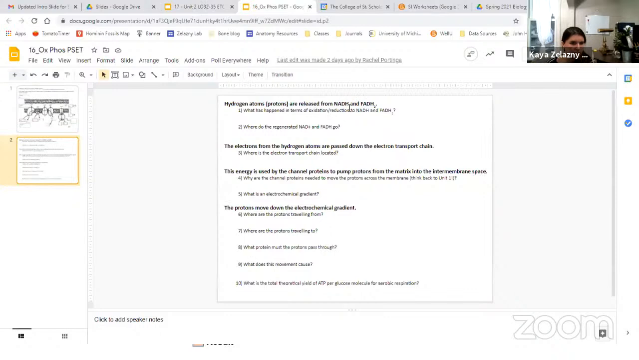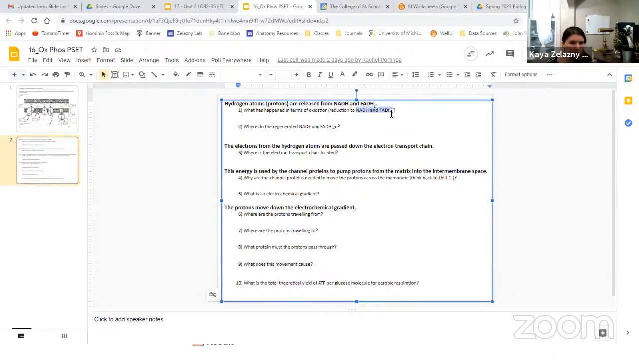So you're going to tell me, were these molecules oxidized or reduced as we're producing that NAD+ and the FAD again at the end? We want to think about where they're going, physically, where did we need NAD+? So we can think about what we might be doing with that NAD+ that we're regenerating. And then we're going to flip back, make sure we know where the electron transport chain was, and think back to where those channel proteins are, so why we might need them.